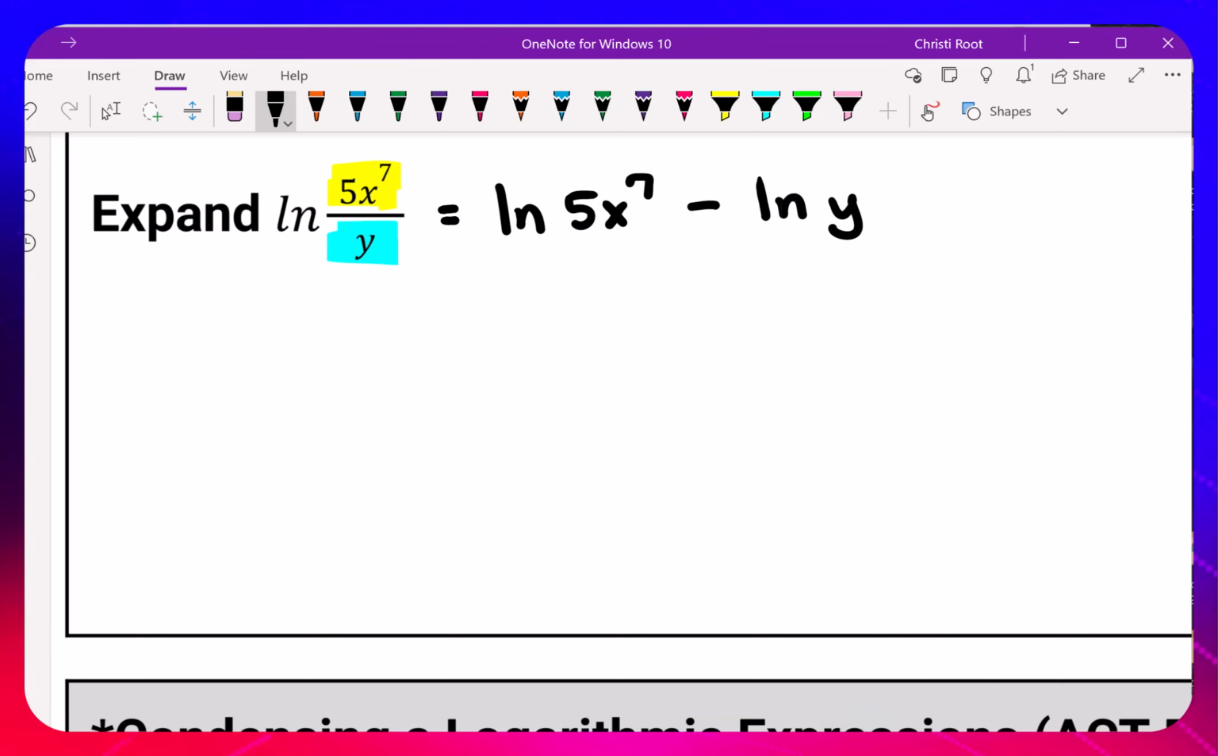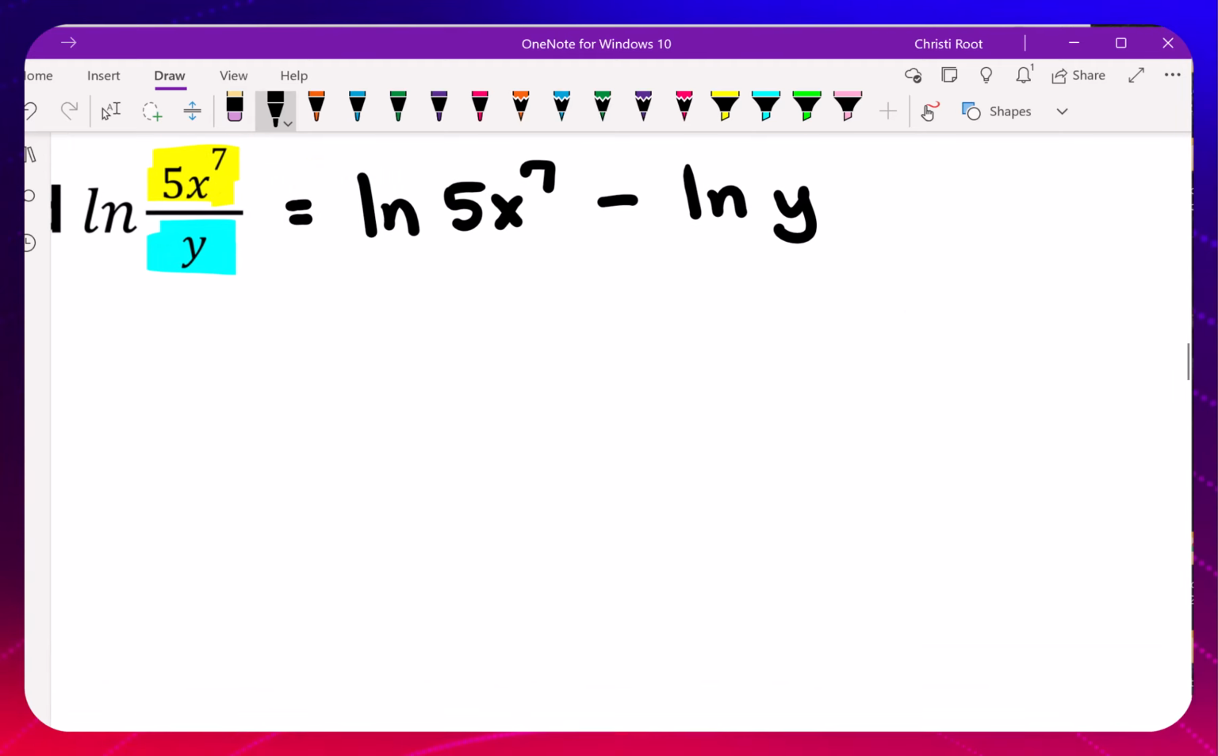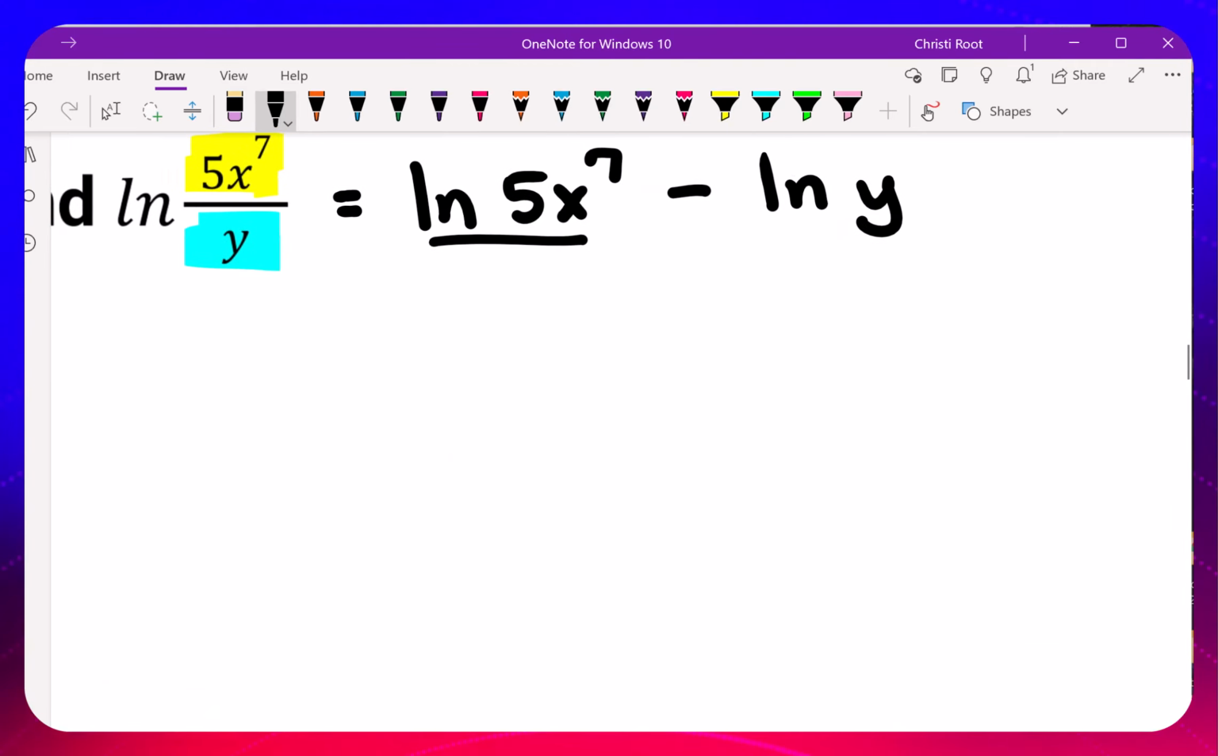So for us to fully expand this, what I need to do is continue with this first part here. I have a product and I have a power. But if you notice, the 7 only affects the x. So I'm going to highlight base 5, that is to the power of 1.